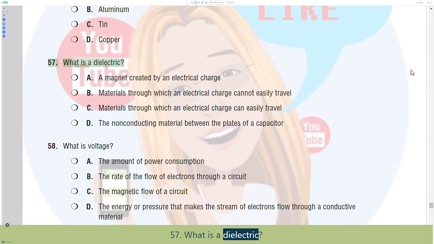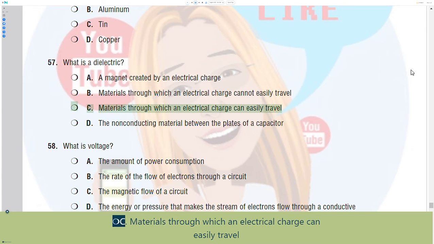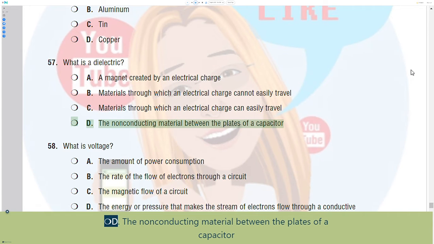57. What is a dielectric? A. A magnet created by an electrical charge. B. Materials through which an electrical charge cannot easily travel. C. Materials through which an electrical charge can easily travel. D. The non-conducting material between the plates of a capacitor.